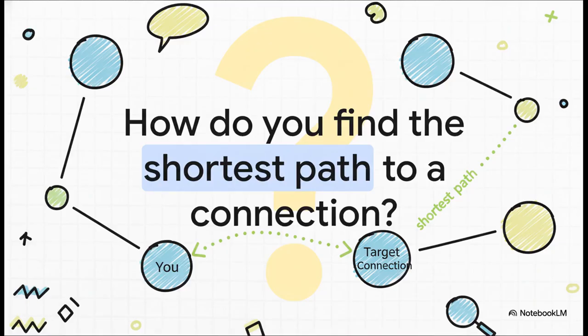All right, let's kick things off with a question you've probably thought about. In your social network, how do you find the closest path to someone you're not directly friends with? You know, the friends of friends, but with the fewest handshakes in between. Where do you even start? Well, this is exactly the kind of puzzle that graph algorithms were born to solve.